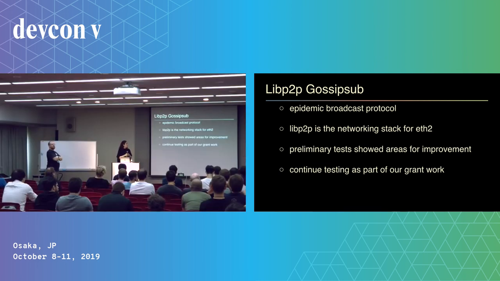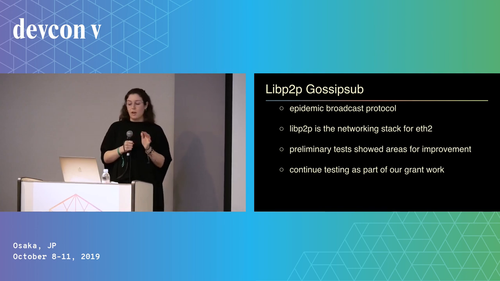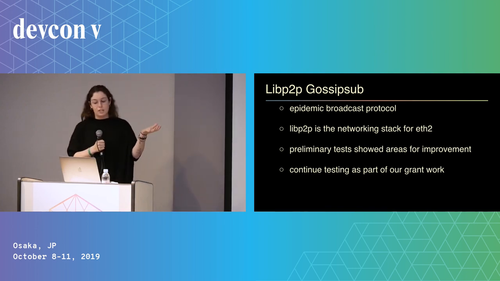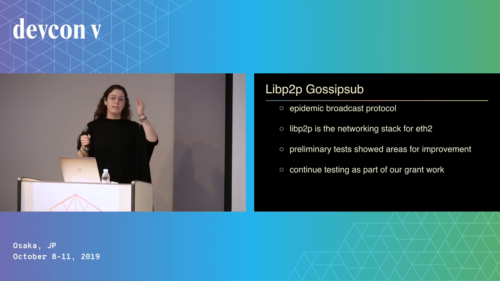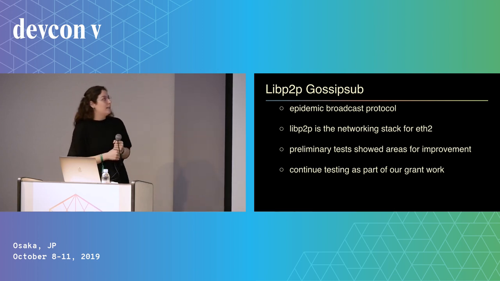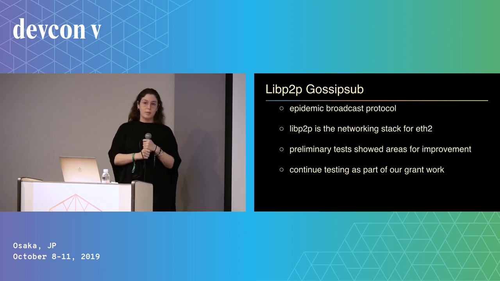It's an implementation of a pub-sub communication pattern, and it's designed in such a way that information will efficiently propagate across the network. So nodes will listen for information that they want and pass it on to their peers that want that information. The pattern will continue until all nodes that are interested in that information have received it in the network. So gossipsub is an efficient protocol for propagating blocks and attestations in ETH2, which is why it's used as the ETH2 networking stack.